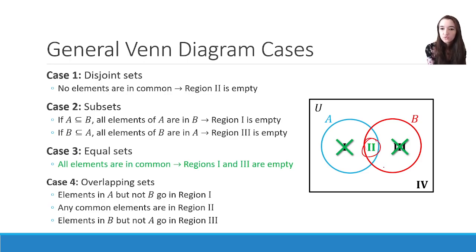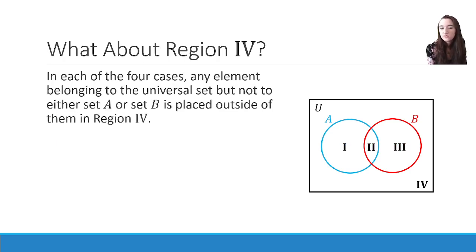So region 2 would have all the elements of A and B, nothing would be in 1 or 3. And finally, just normal overlapping sets. We get elements in A but not in B would go in region 1, elements in common between A and B would go in region 2, and elements in B but not in A go in region 3. But what about region 4? So in each of the 4 cases, any element belonging to the universal set but not to either set A or set B is placed outside of them in region 4.